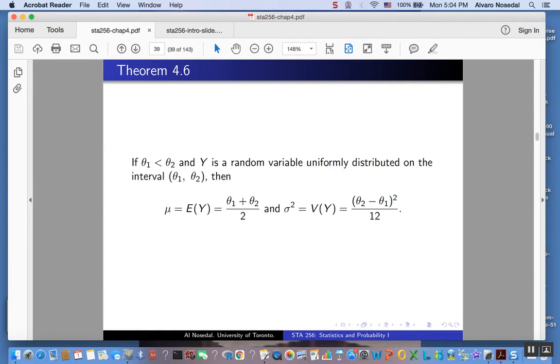According to this theorem, if you have a continuous uniform random variable, its expected value is given by that formula, theta 1 plus theta 2 divided by 2. We are going to show that this is true, that that formula works to find the expected value. If you want to derive the one for the variance, you can do it later on your own. It's not going to be that hard, but the only one that we're going to be doing together here is the one for the expected value. Let's find it.